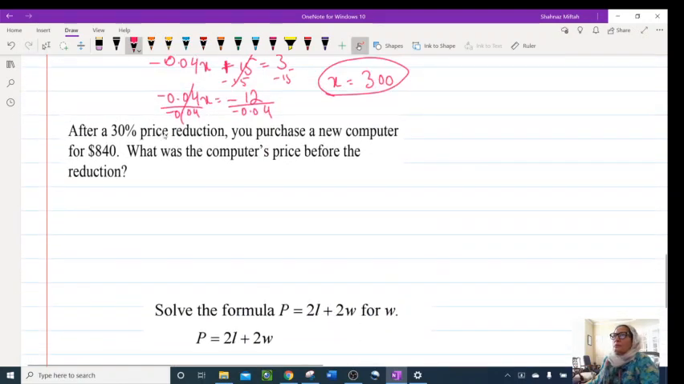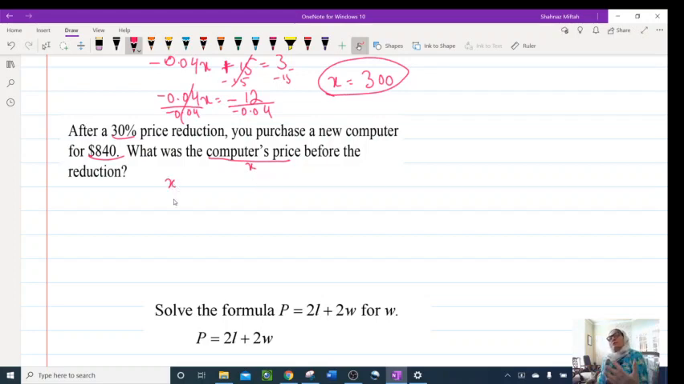After a 30% price reduction, you purchase a new computer for $840. What was the computer price before the reduction? 30% was the reduction. You purchase a new computer for this. So this is the price that I purchased it after the 30%. Okay, so how would I do that? First of all, computer's price. So what is the original price of the computer? I would say that's X. Okay, so the original price of the computer is X.